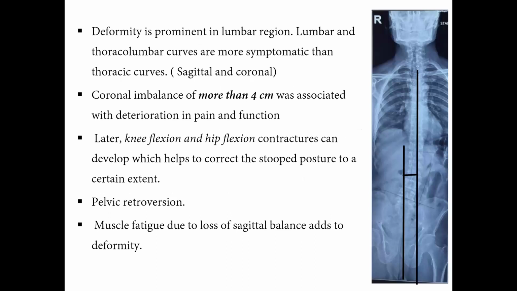The deformity is prominent in the lumbar region. Lumbar and thoracolumbar curves are more symptomatic than the pure thoracic curve. And a coronal offset of more than 4 centimeters may be associated with deterioration in pain and function. The patient tends to be in a stoop posture. In order to correct that, the patient tends to flex the knee and hip. It causes contracture and causes retroversion of the pelvis. And it causes muscle fatigue due to the loss of sagittal balance, which adds to the further deformity.